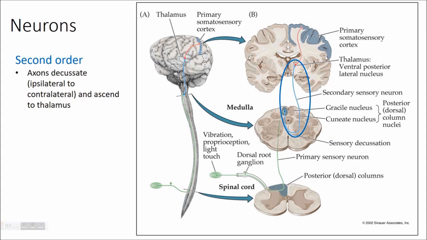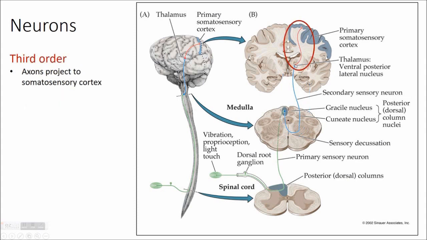Now we were talking about, in the spinal cord, the anterior white commissure. In the dorsal column, the axons decussate in the medulla oblongata. So it means they cross over from one side of the body to the other side of the body, and it ascends to the thalamus. The third order neuron then projects axons from the thalamus to the primary somatosensory cortex.